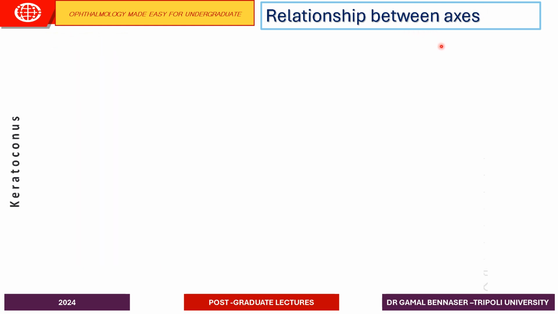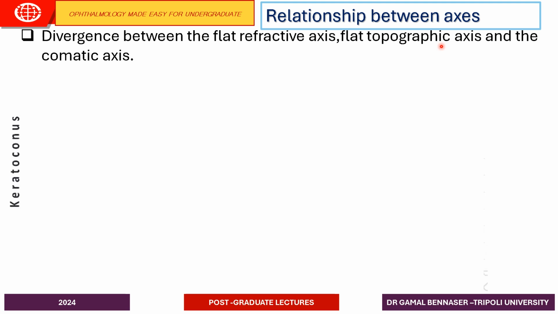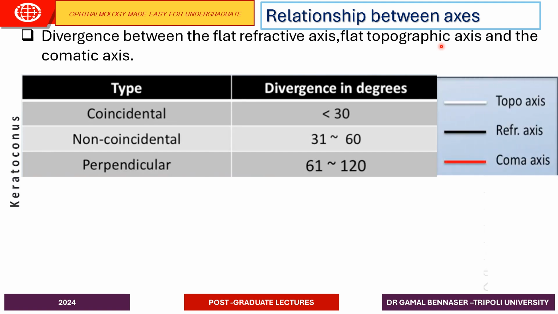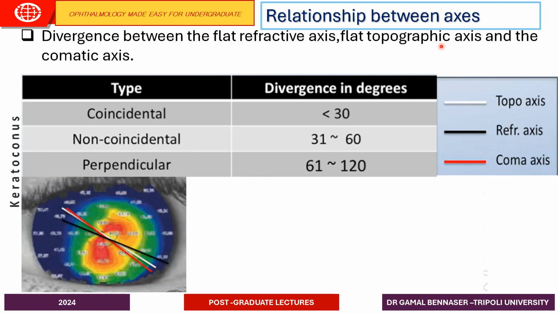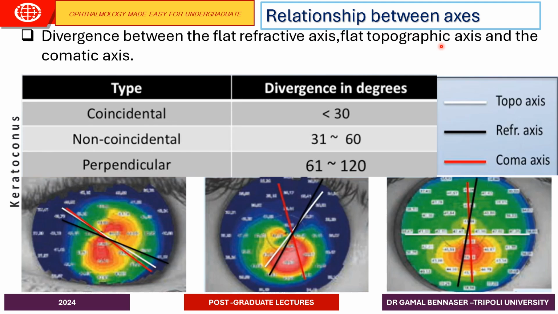As I said earlier, by analyzing the topography map in a patient planning for intracorneal ring implantation, we have to concentrate on the three main axes, that's the refractive axis, the topographic axis and the coma axis, and see whether they are coincidental, non-coincidental or perpendicular to each other. This is very important to plan your incision site and also the placement of the intracorneal ring, and you can correct both the astigmatism as well as the high order aberrations in the same setting.